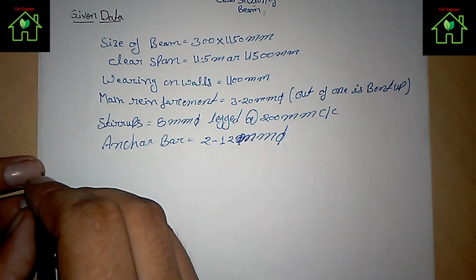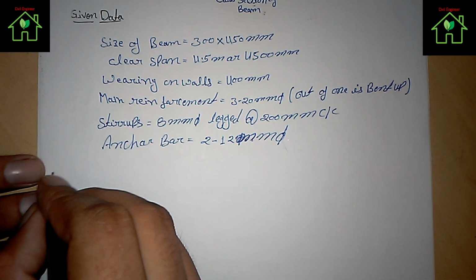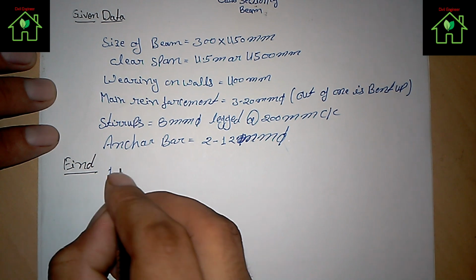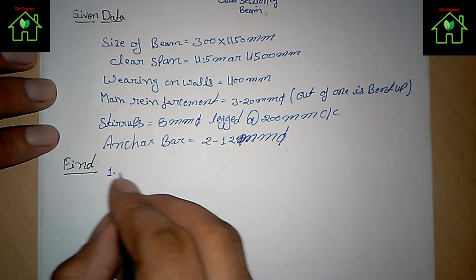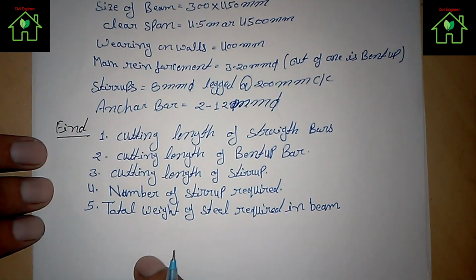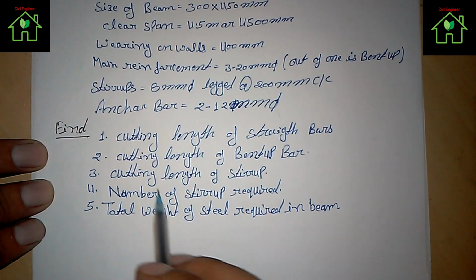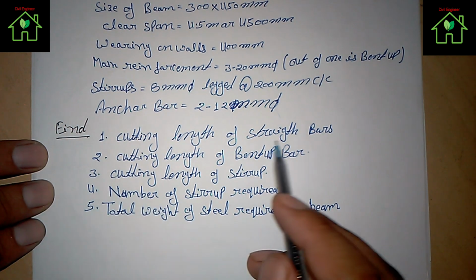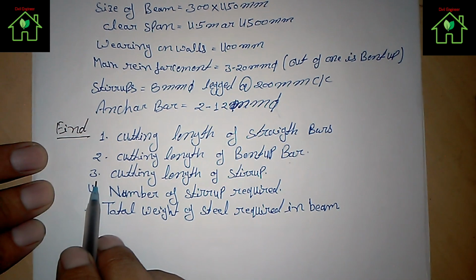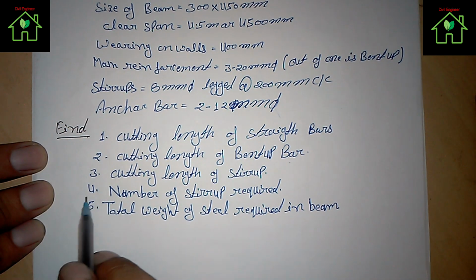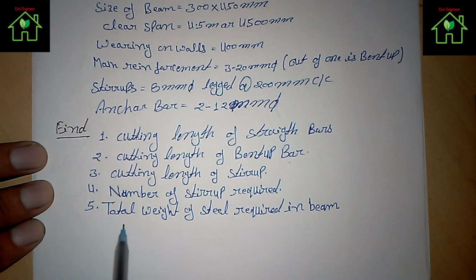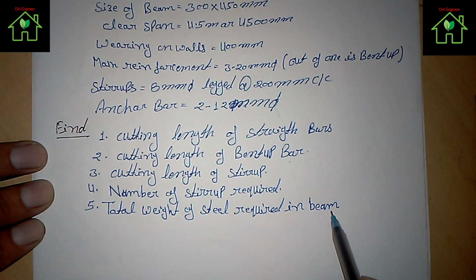After that, how many steps do we have to find? So here, first is cutting length of straight bar. So here these topics we have to find out: first is the cutting length of straight bar, second cutting length of bent up bar, third cutting length of stirrup, fourth number of stirrups required, fifth total weight of steel required in beam.